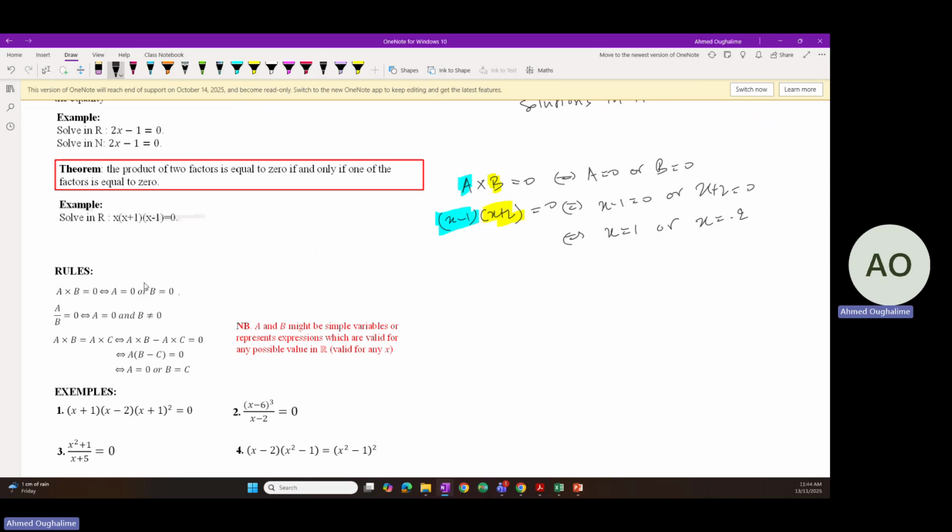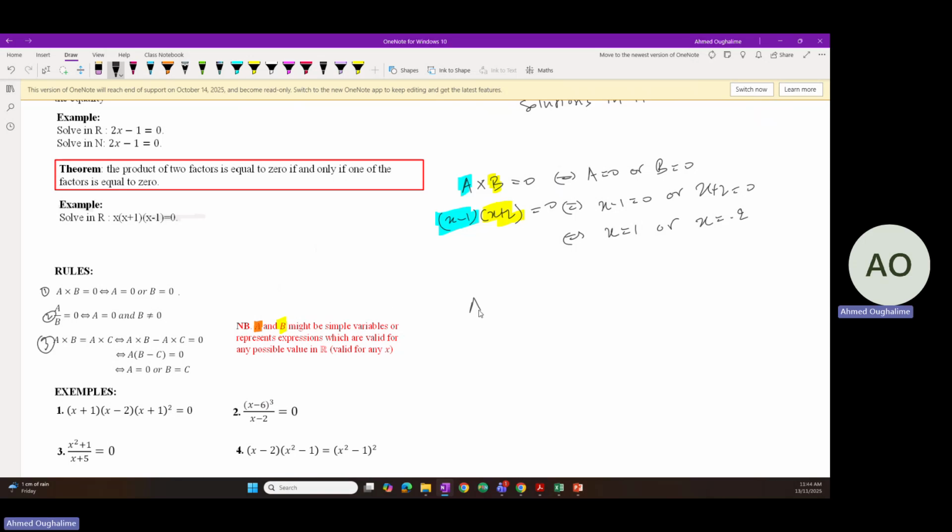So this is the first rule. Again, A and B might be simple variables or represent expressions, which are valid for any possible values of R, or valid for some, if we have some extra condition. Maybe we'll see that afterwards. Okay, so this is number 1, this is number 2, this is number 3.